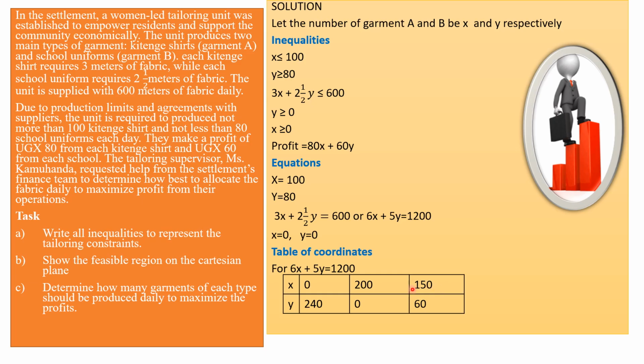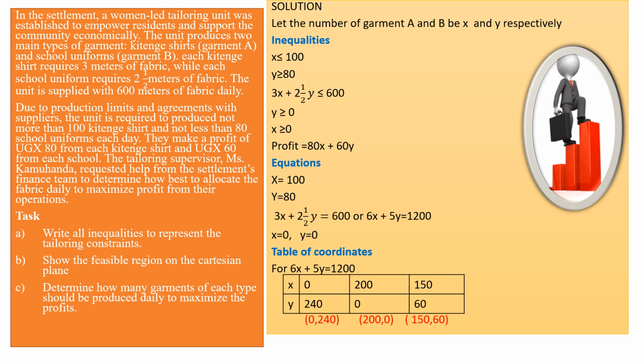Then also here when x is 150, I'll come and say 6 times 150, that is 900. Subtract it from 1200 and we shall get 300. So 300 divided by 5, I get 60. So this is the table. Then I'll come and write the coordinates down. Here we shall have 0, 240, then 200, 0, 150, and then 60.